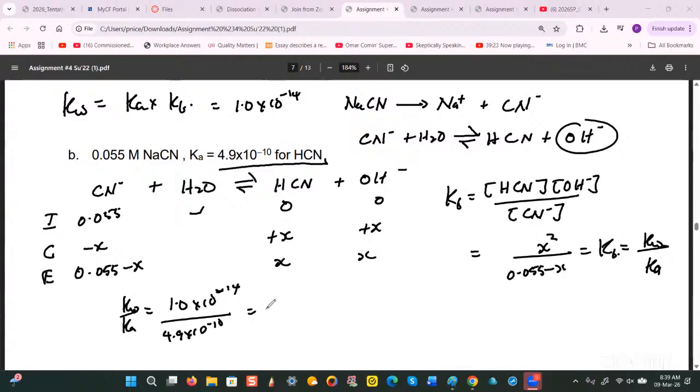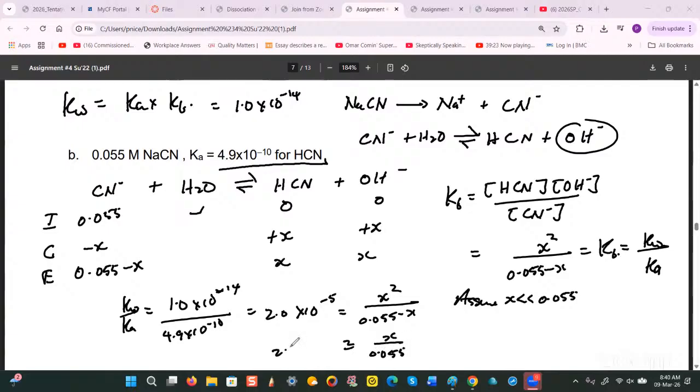Okay, so this is going to give you 2.0 times 10 to the minus 5. All right, so that would be equal to x squared over 0.055 minus x. Again, we assume that x is much less compared to 0.055. So therefore, this will simplify to x squared over 0.055 equals 2.0 times 10 to the minus 4. So that means that x will be equal to the square root of 2.0 times 10 to the minus 4 multiplied by 0.055.